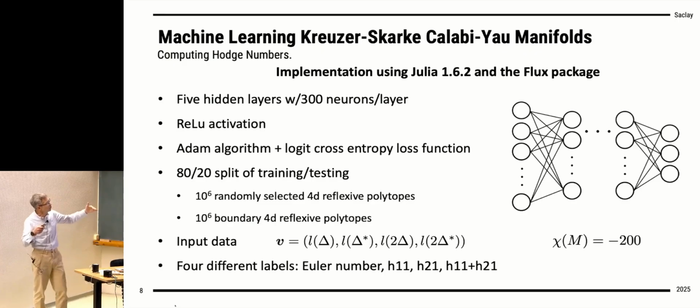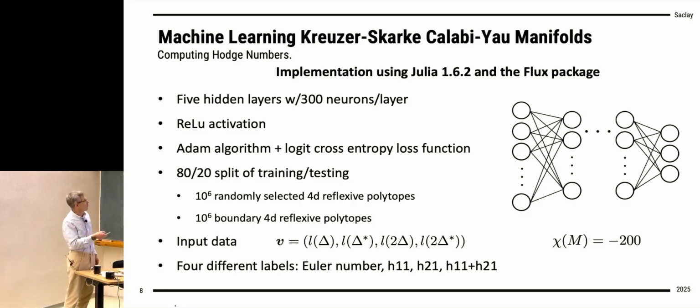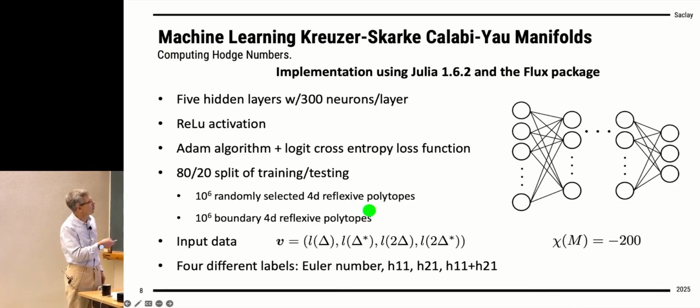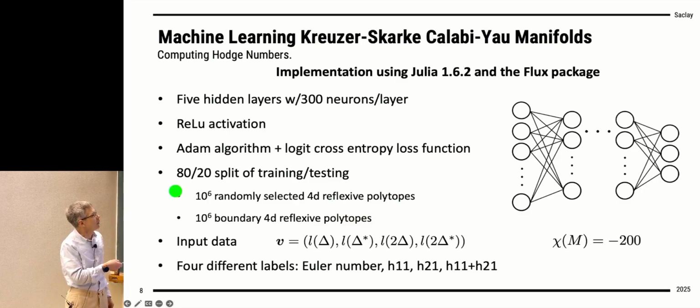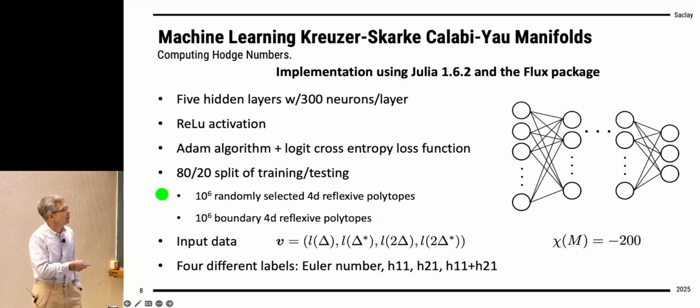We train on 800,000 of those polytopes. We have a structure of these 5 inner layers, 300 neurons per layer, and so on. Actually, sorry, here's the information. We take that $1 million polytopes, we take 100,000 of them randomly selected, and from that data set we have two types of data sets depending on where we choose them from in the, I'm going to define what boundary means here. And then the input data is this information that I mentioned earlier.